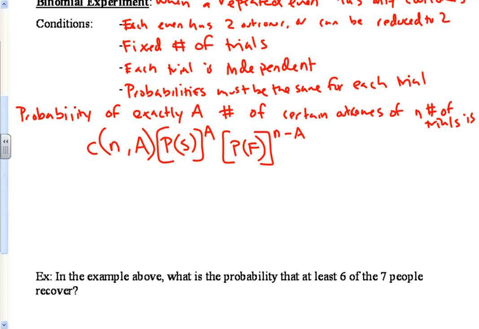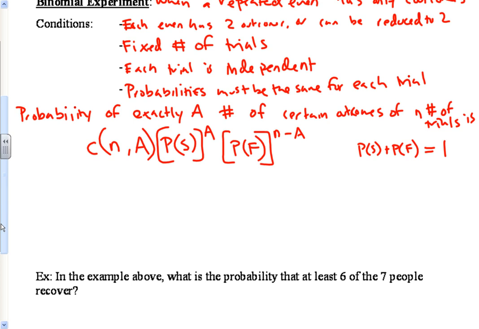So essentially what this means is, let's say I want to know with the flu virus that 3 of the people will recover. Well, if 7 people are infected, the probability of success would be 8 out of 10, so it would be 0.8, and the probability of failure would be 2 out of 10, or 0.2. And remember that the probability of success plus the probability of failure always has to equal 1.